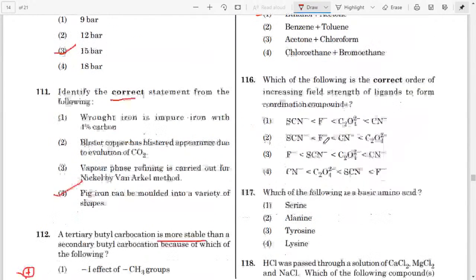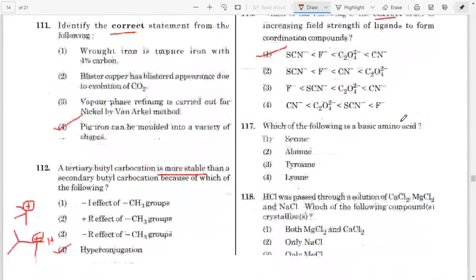Next, which of the following is the correct order of increasing field strength of ligands to form coordination compounds? Option number 1: thiocyanate, fluoride, oxalate and cyanide. So this is the correct order. So option number 1 is the correct option, students.